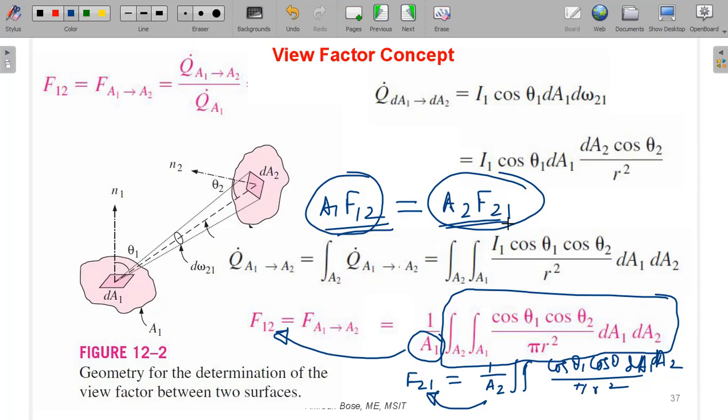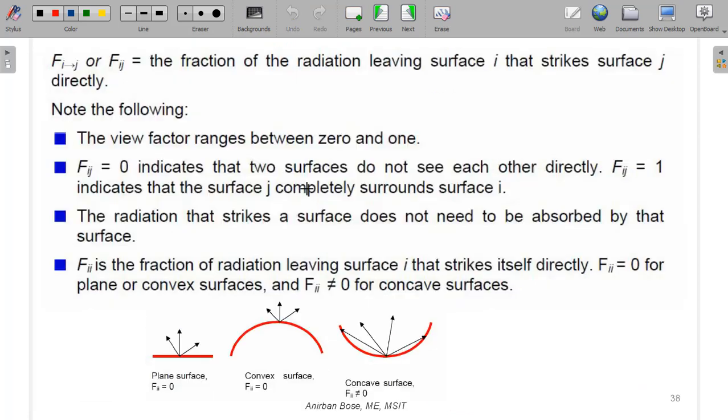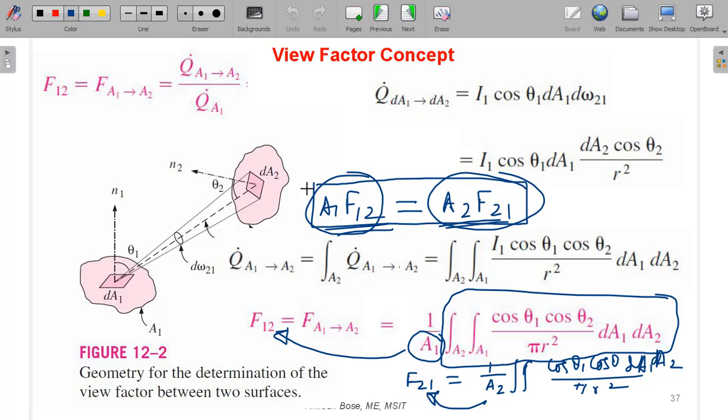This is one of the very important relations in the view factor, and this particular relation is called the reciprocity relation. I think the concept of view factor is clear, and definitely view factor helps you find the heat transfer in a particular orientation, in a direction that we are going to take up in the next lecture in detail. But let us see how to find the view factor.